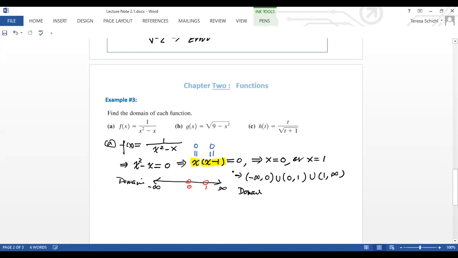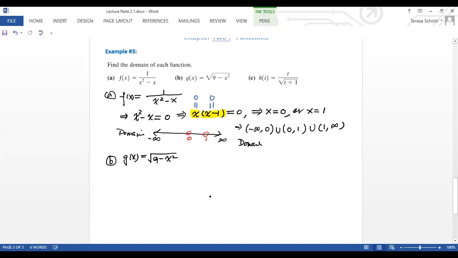Okay, so you start with the real numbers, then you see what numbers you need to exclude, right? Okay, so now let's take a look at the second one, the g of x here. So this is 9 minus x squared. So you say, oh, this one here is 9 minus x squared.